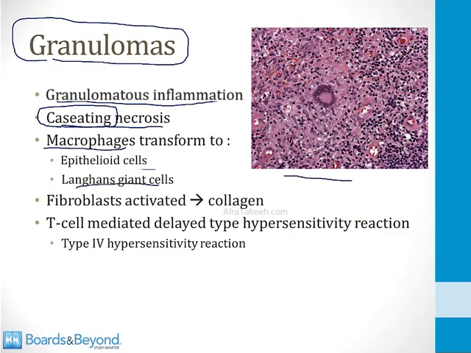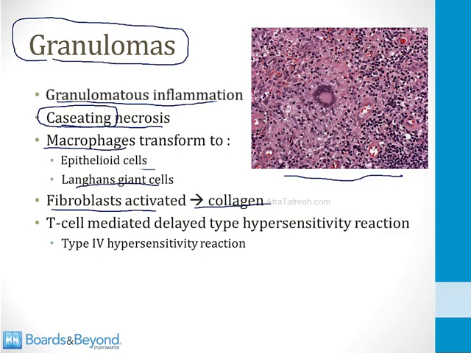And this is a picture of a giant cell right here. It's one of the hallmarks of granulomatous inflammation, and it kind of looks like a horseshoe. That's how people describe it. Another important thing about granulomatous inflammation is that fibroblasts are involved. They get activated and they lay down collagen.